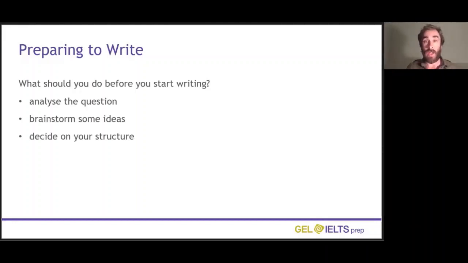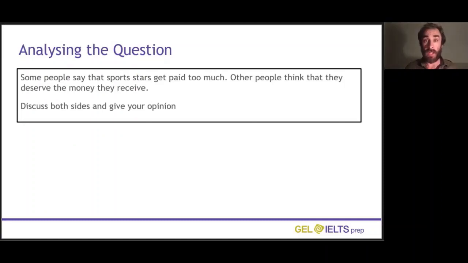You then need to decide on the structure of your essay. Most task 2 essays will have about 4 paragraphs. Your introduction, your conclusion, and then 2, possibly 3 body paragraphs. Here is an example question. Let's read through it. Some people say that sports stars get paid too much. Other people think that they deserve the money they receive. Discuss both sides and give your opinion.